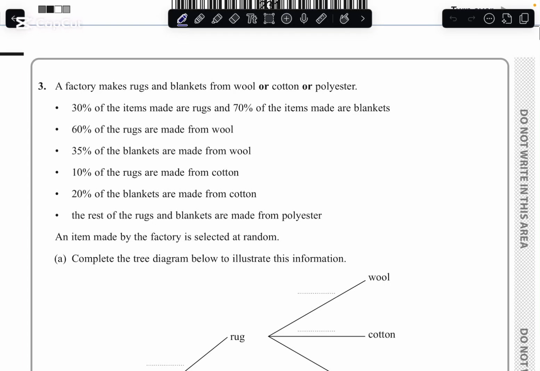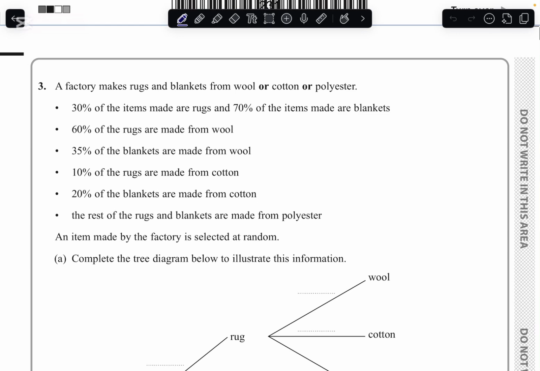Question number 3 of the January 2025 S1 paper tells us that a factory makes rugs and blankets from wool or cotton or polyester. 30% of the items made are rugs and 70% of the items made are blankets. 60% of the rugs are made from wool, 35% of the blankets are made from wool, 10% of the rugs are made from cotton, and 20% of the blankets are made from cotton.